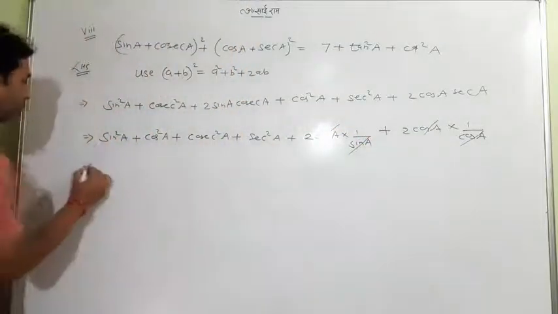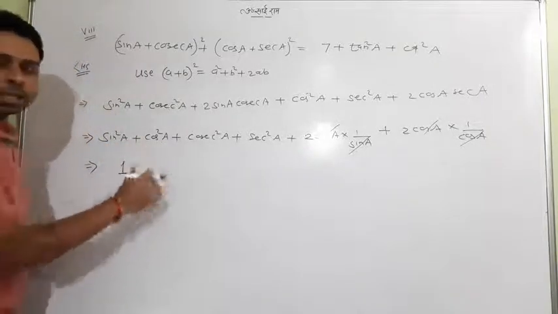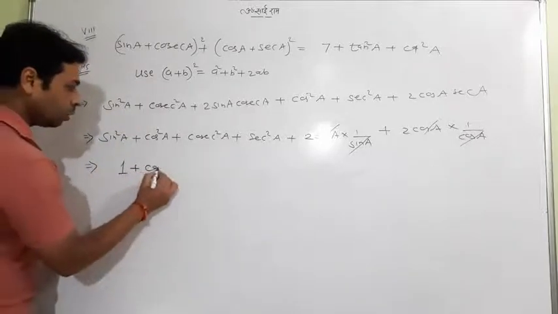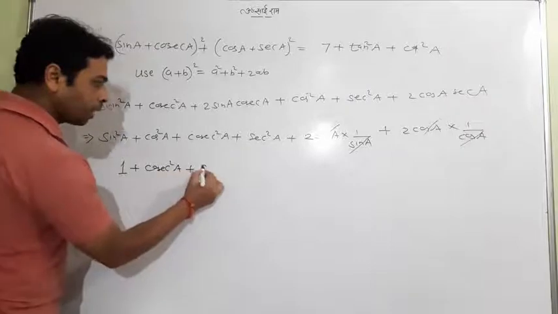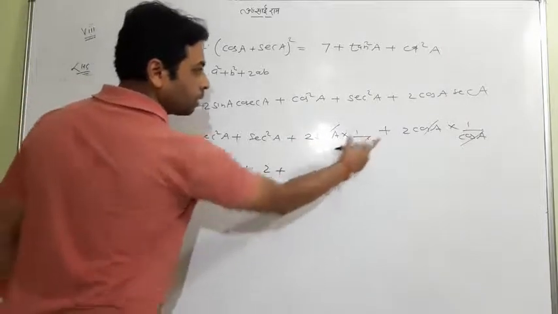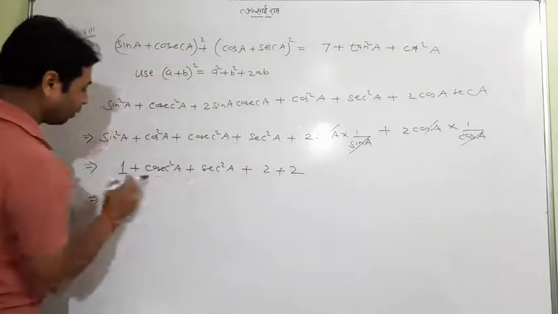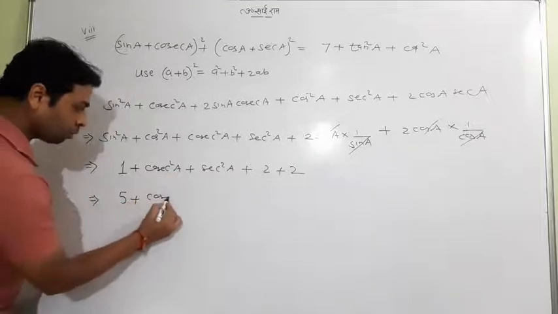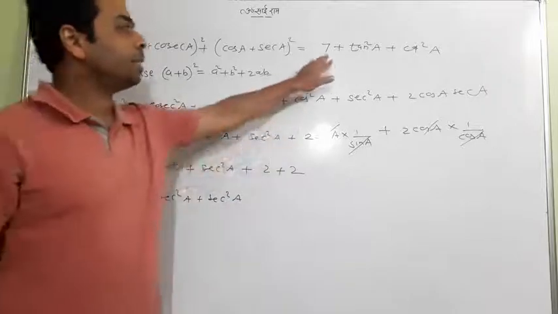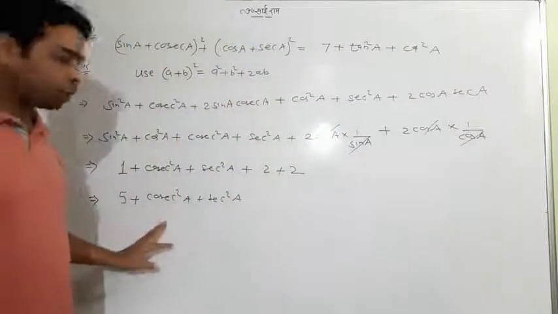So what is remaining here? Look at the term sine square a plus cos square a, itself 1. This is an identity, sine square theta plus cos square theta equal to 1. 1 plus, you already have cosec square a plus sec square a plus 2 plus that 2. Ultimately we have got 2, 2, 4 and 1, 5 plus cosec square a plus sec square a. Now look at the term, I need tan square and cot square, but we have got cosec square and sec square.